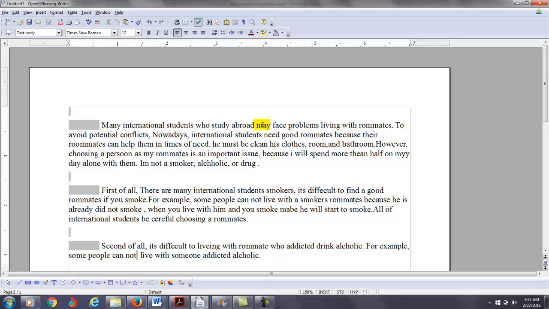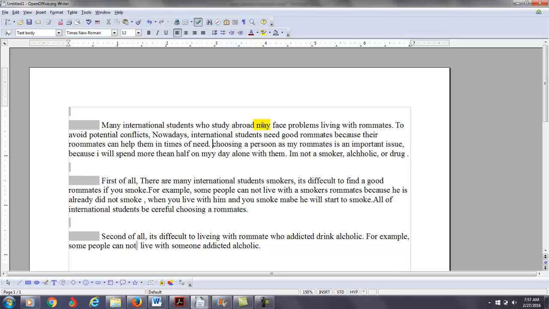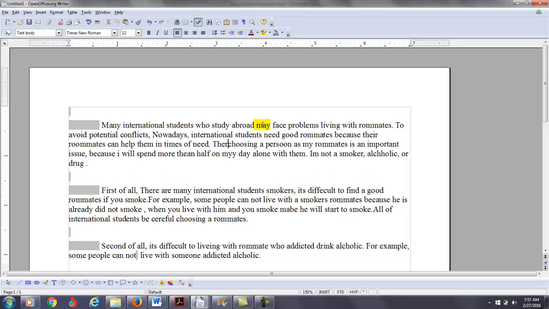Because you're saying clean room, bathroom, to me that's a little bit too specific, right? So it almost sounds like that's the thesis when it isn't. So I'm going to get rid of that. See, therefore, choosing a person as my roommate is an important issue, because I will spend more than half of my day alone with, I'm going to say here, him.